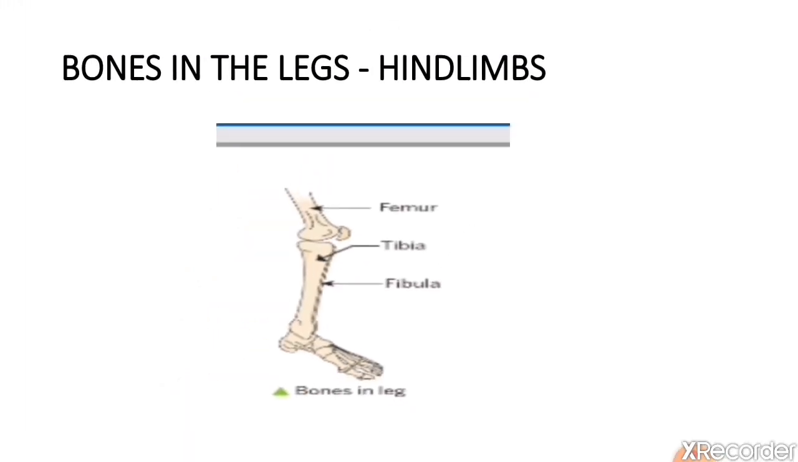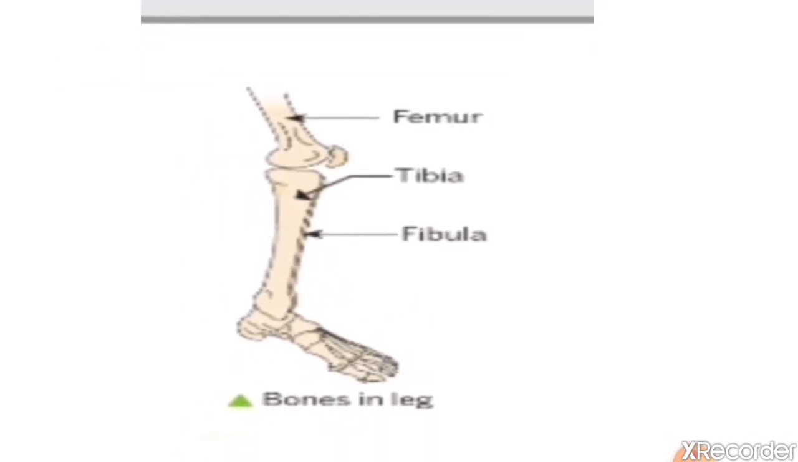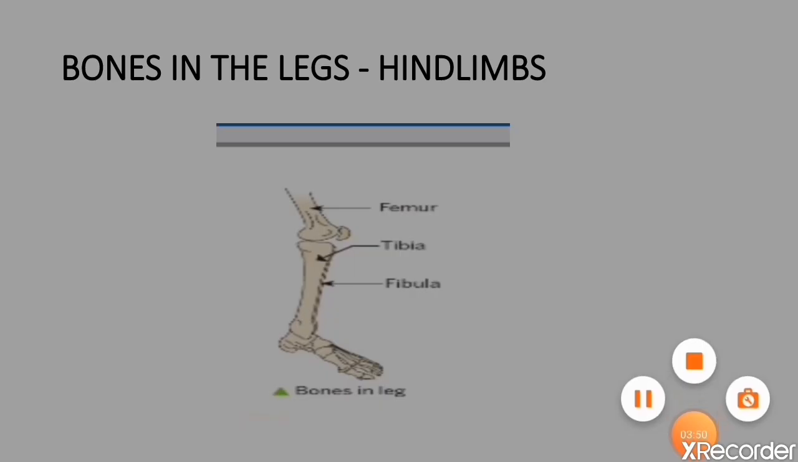Okay, back to the legs. So now it is clear. The upper leg has only one bone, femur, and the lower leg has two bones, tibia and fibula. What is the function of these bones which are present in our legs? Legs help us to perform different activities like walking, jumping, standing, running, and for all these activities, these bones help us. So it is very important.